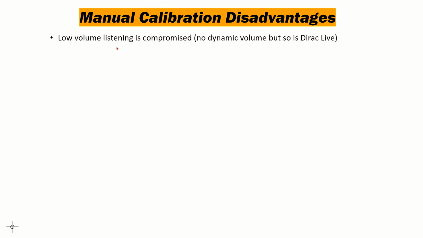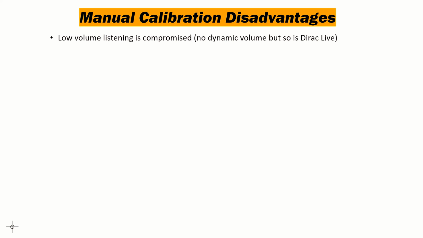Manual calibration disadvantages now, finally. Low volume listening is compromised because at 75 decibel volume, when you're watching a movie, everything is fine, perfectly adjusted. But when you are at low volume, because of human hearing, for example, the bass frequencies are dimmer and you start hearing them less loud. And there is no dynamic volume adjustment that you can compensate for it.